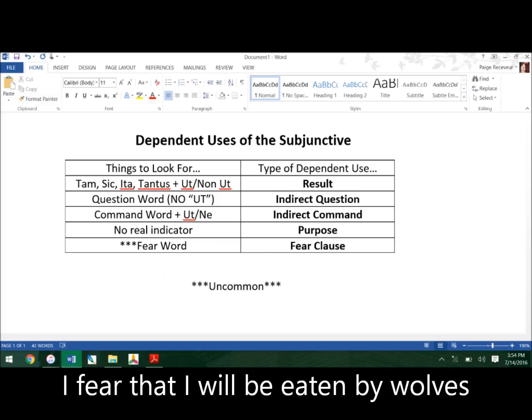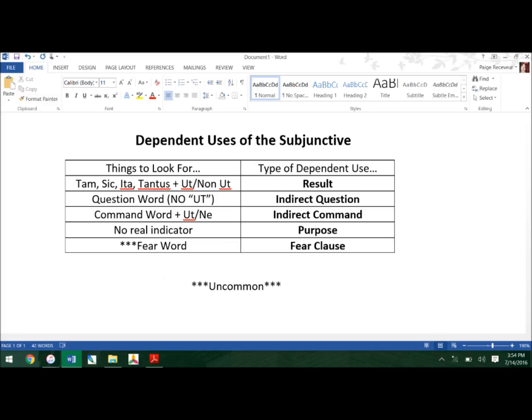So, I fear that I will be eaten by wolves. You would actually use a ne there instead of an ut. And then if you do not fear that you will be eaten by wolves, you would actually use the ut. So it's the opposite with the ut and the ne, but other than that, fear clauses are just really uncommon, so don't worry about them that much.